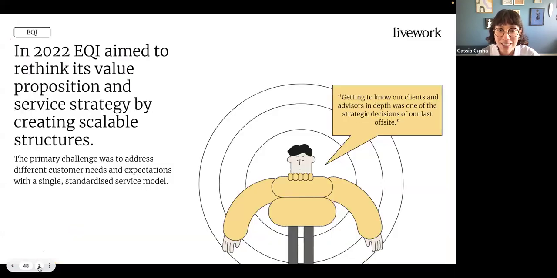Ben, if you can move to the next one. Thank you. So AKE came to us in 2022, and their goal was to rethink their value proposition and their service strategies, because they wanted to scale, they wanted to grow. So they had already made this decision, and they wanted us to support them, right? And they knew by then that they had to fully understand their customers, to help them rethink this value proposition and their services, but they also had to understand the advisors.